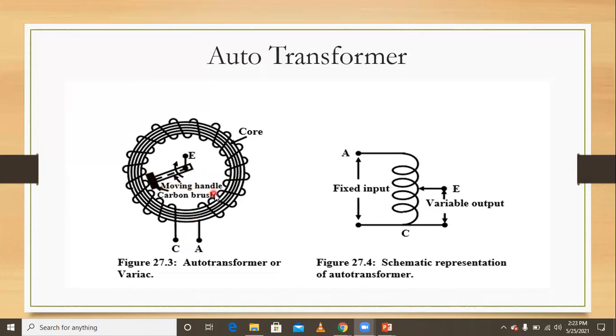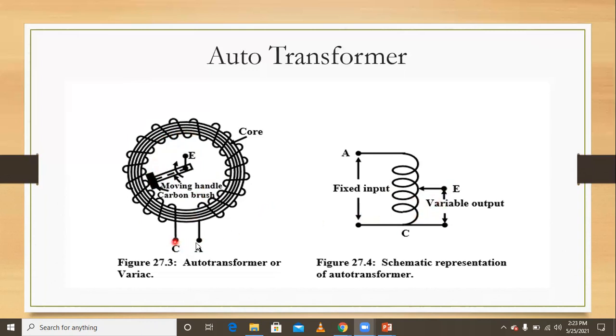By moving the handle, the carbon brush, by rotating the moving handle carbon brush, like this, up to here, the output voltage changes. A and C are the input voltages, and what is the output voltage here? E and C. So E and C is called the variable output.